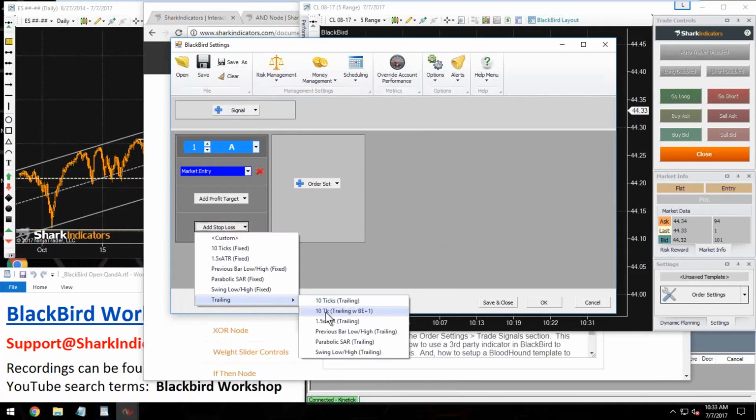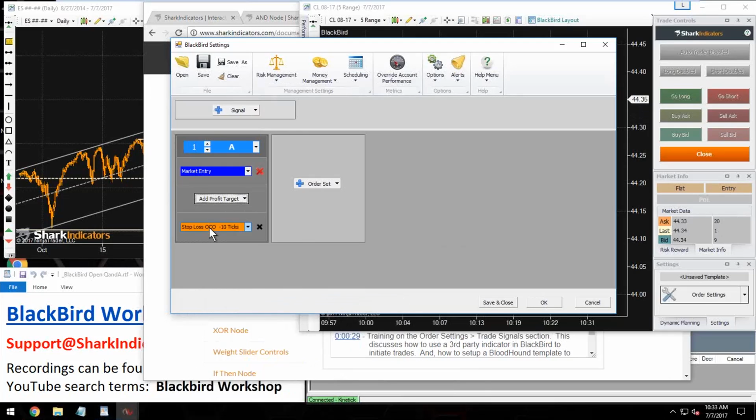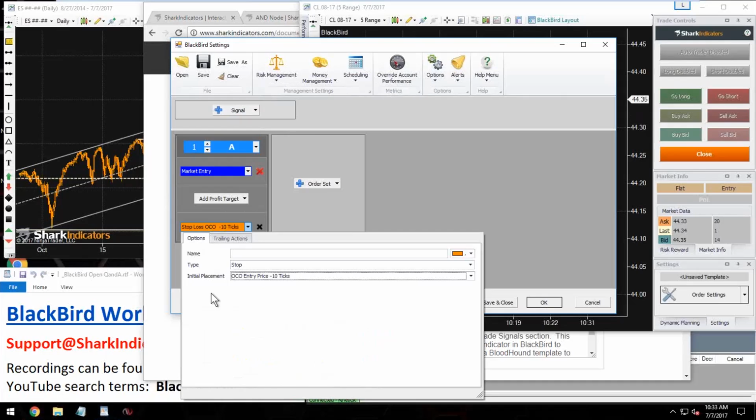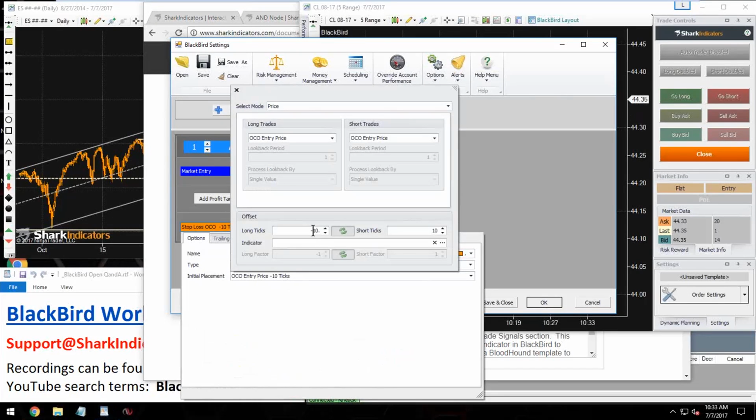But this quick list right down here, this 10 tick trailing with break even. Yeah, so once the break even plus 1 happens, then it will start trailing afterwards. So if we take a look at this, the initial placement of the stop loss is just 10 ticks away from our entry price, right?